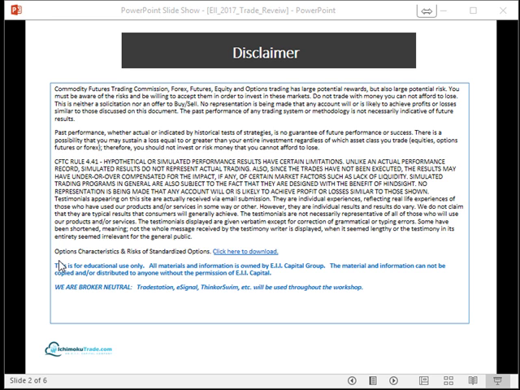Today we're going to be basically showing you Renko charts in TradeStation, so that's going to be the tool that we're going to use today. So let's go straight to the charts and get into everything.